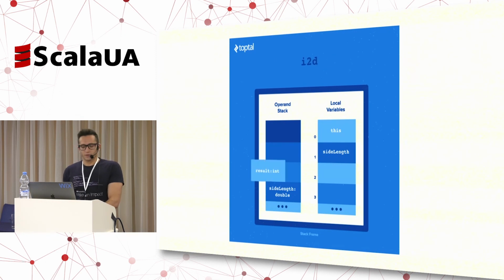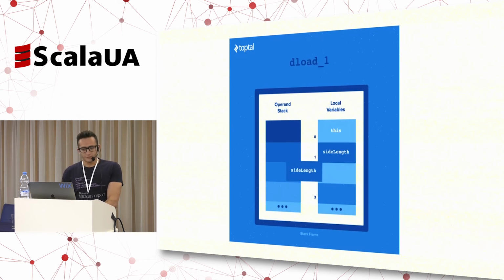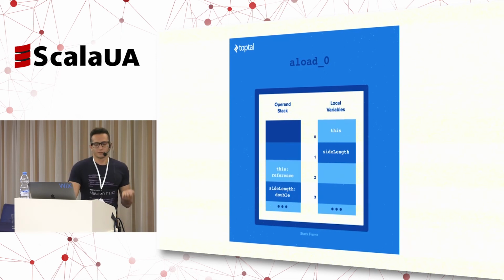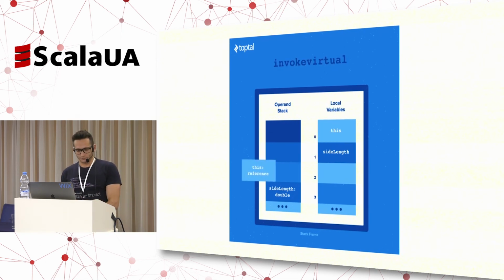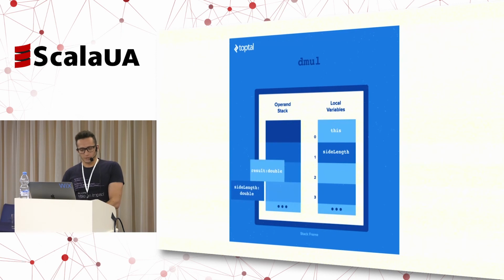Invokevirtual 31, which executes the instance method numSide, pops the operands off the stack to identify from what class it must call the method. Once the method returns, its result is pushed back onto the stack. In this case, the value returned is an integer, so it must be converted to a double before we can do the multiplication. I2D pops the integer value, converts it to a floating point, and pushes it back on the stack. And dmul pops these two values from the stack, performs floating point multiplication, and pushes the result back on the stack.